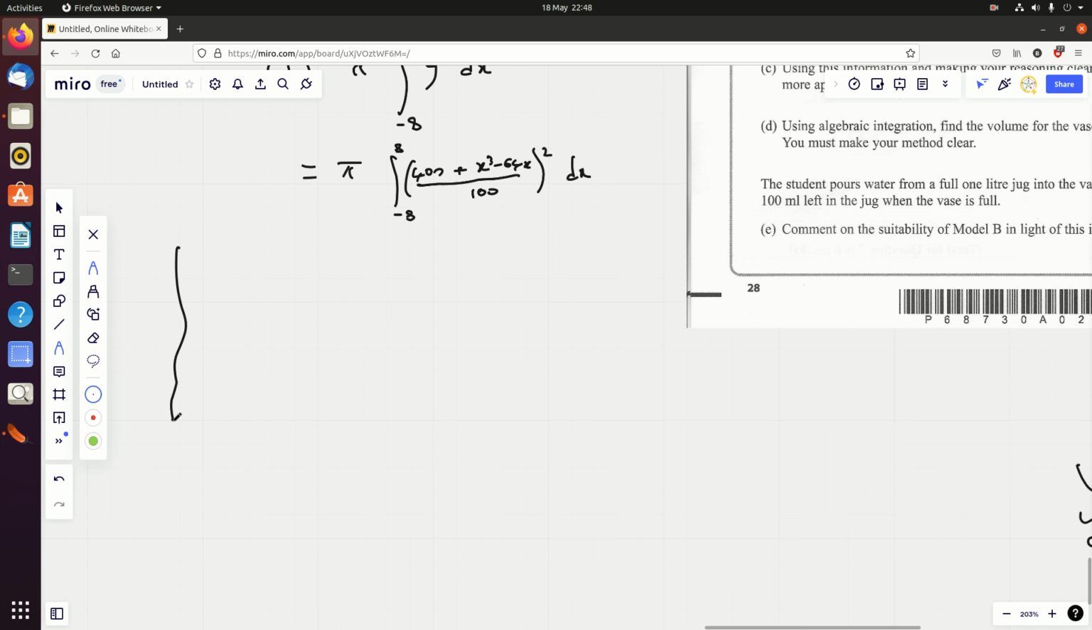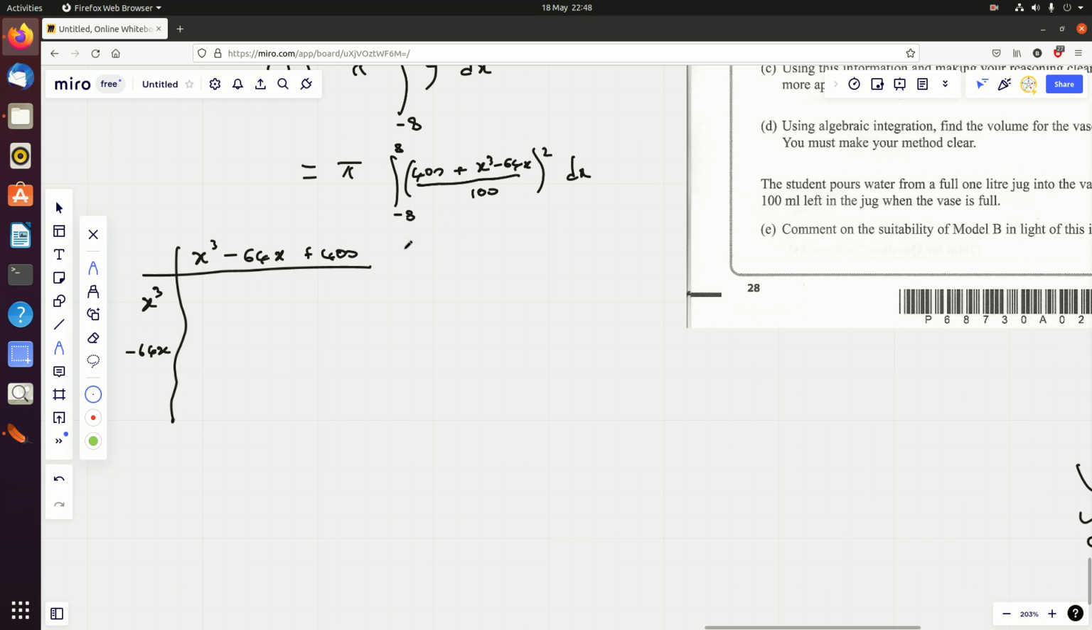I did like a massive grid. It just seemed like, you know, isn't this overkill? Well, I did x cubed minus 64x. I didn't worry about the 100 squared because I took it outside and put it under the pi. Plus 400, and then x cubed minus 64x.